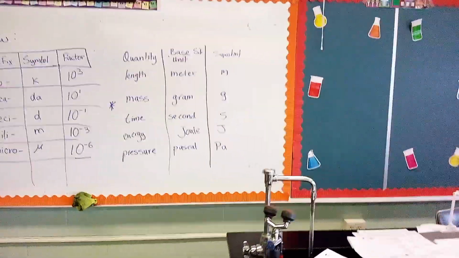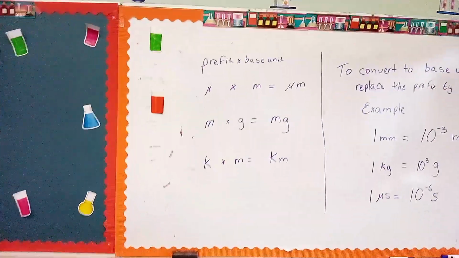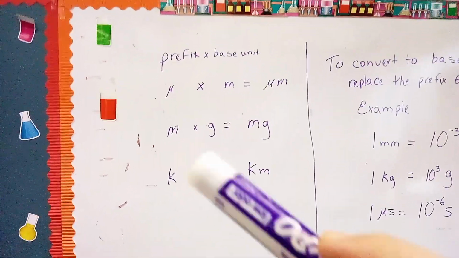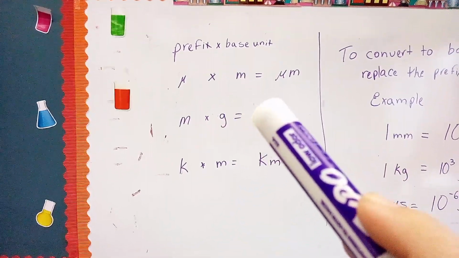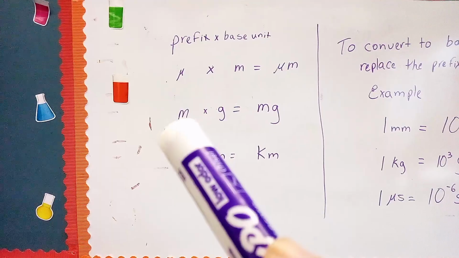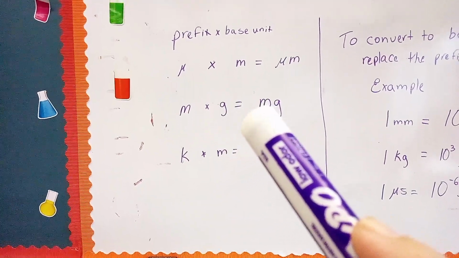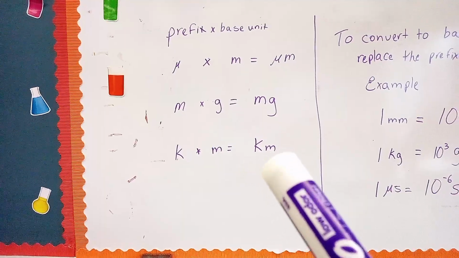What does it mean? For example, let's move over here, and we have the prefix. We combine it with the unit. Like I said, we write the prefix always before the base unit. So we have micrometers. M times G, M is milli, so this will be milligrams. K times M, that will be kilometers.